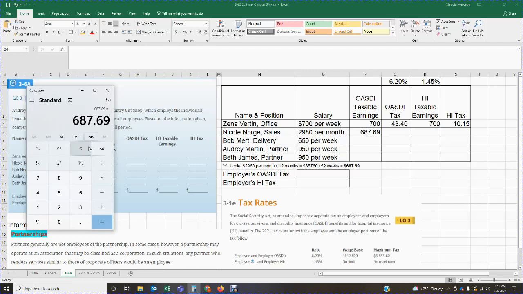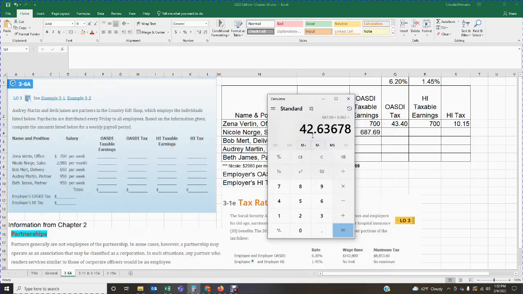And I'm going to multiply that by 6.2%. That gives me 42.64. Okay, now let's look at this number. It's 42.636. Because that third number is a 5 or greater, I'm going to round that second digit up to a 4. So it'll be 42.64.